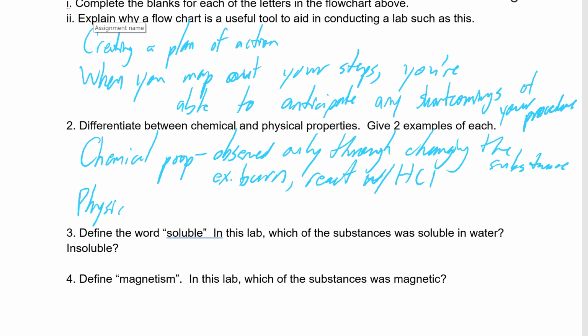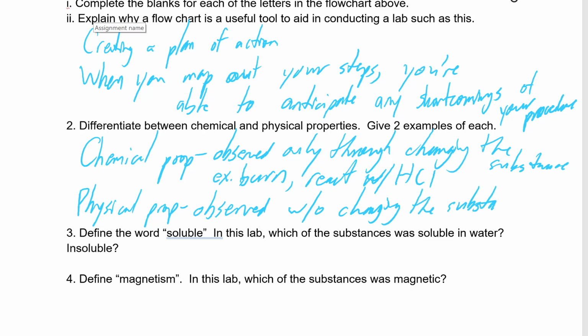A physical property can only be observed without changing the substance. Without changing the chemical makeup of that substance. So there are many of these. So if you find the mass of something, right, you're not changing it. You find the volume, you're not changing it. Kind of by correlation, if mass is physical and volume is physical, density is also physical, because density is mass divided by volume. There's temperature.